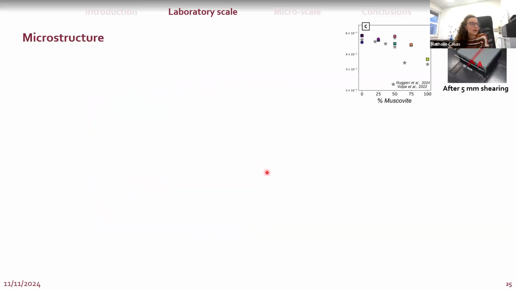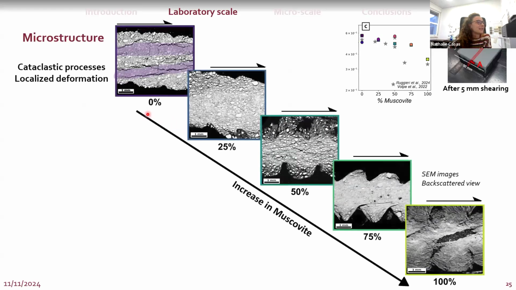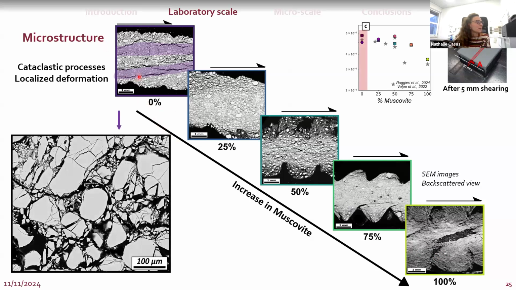Now, what about our microstructure first? Indeed, as we know, we go from cataclastic processes, localized deformation for our strong minerals, and the more we increase the percentage of weak muscovite minerals, the more we go toward distributed deformation. So here, within localized deformation, we can see the important fragmentation that is happening within these quartz minerals.